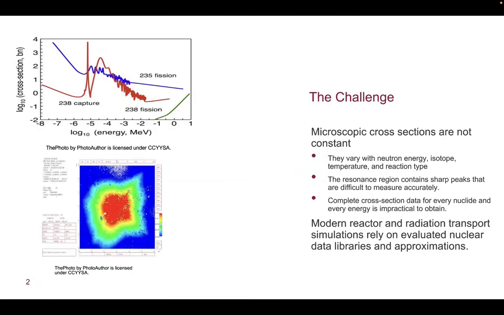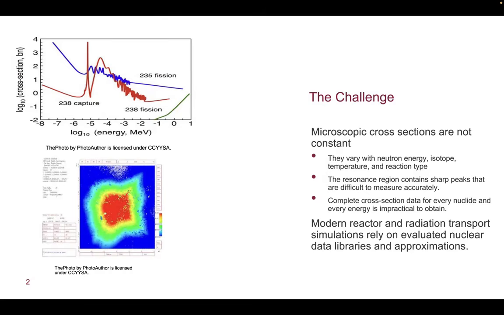Before looking at current applications, it's important to understand the challenge. Unlike many engineering properties, microscopic cross sections are not constant. They change depending on the neutron's energy, the isotope being struck, and the type of nuclear reaction taking place.